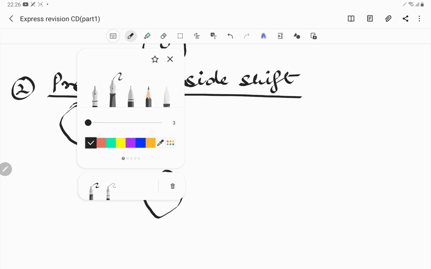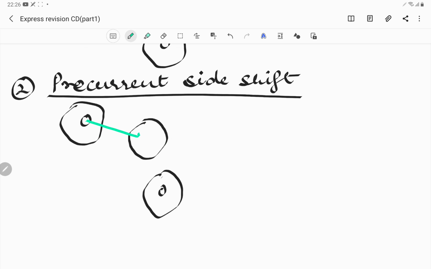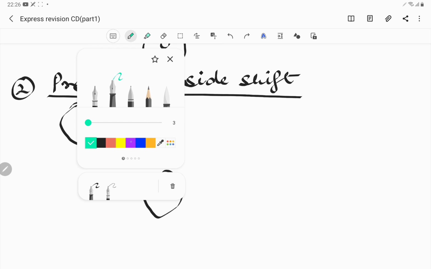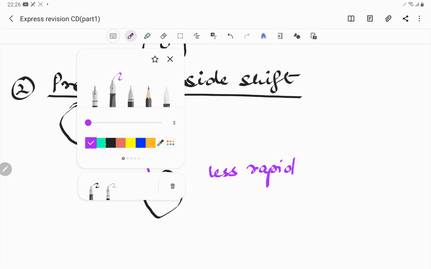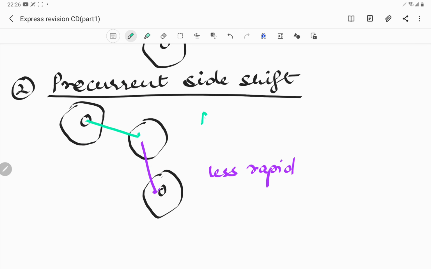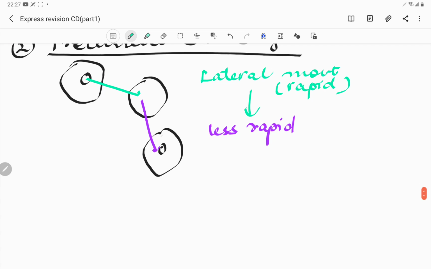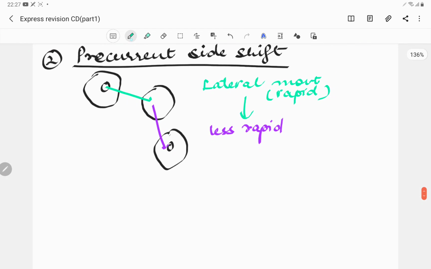So, first of all there is going to be a rapid lateral movement, then there is going to be a less rapid movement. The lateral movement is up to 2 to 3 millimeters again. So, all up we will be talking about up to 2 to 3 millimeters. There is going to be rapid lateral movement, then the forward movement, less rapid.